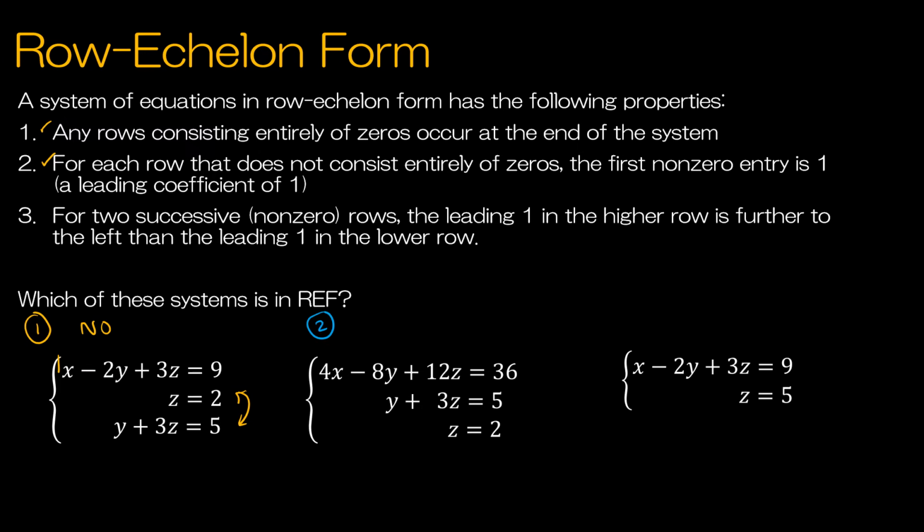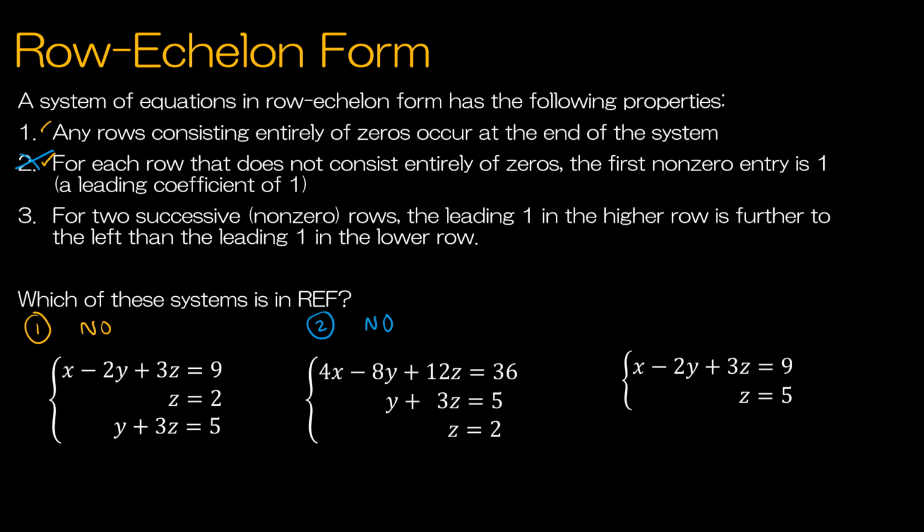What about system 2? System 2 doesn't appear to have any all 0 rows, though we can't really tell in equation form. But it violates number 2 that says the first non-zero entry has to be a 1. So we can see that the first non-zero entry of our row 1 is a 4. The other 2 have a leading coefficient of 1. So this is a no, but could I switch it into row echelon form? Yes, I could divide everything by 4 to make this x minus 2y plus 3z equals 9. So no, but it could be changed easily.